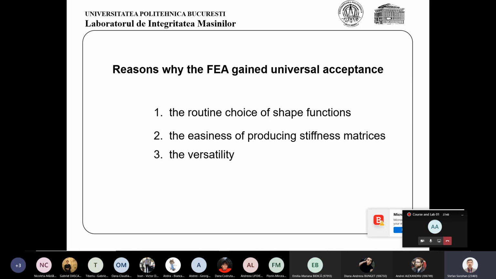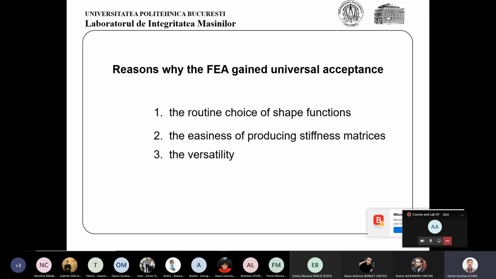Why is finite element so general and universally accepted? You will see the routine choice of shape function is very simple to be used because we use polynomial functions. It's very simple to produce so-called stiffness matrices. What does a stiffness matrix mean? You will see later.